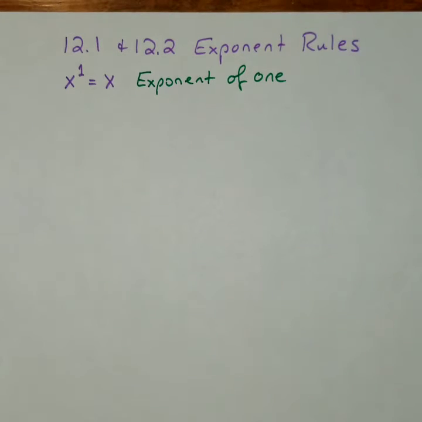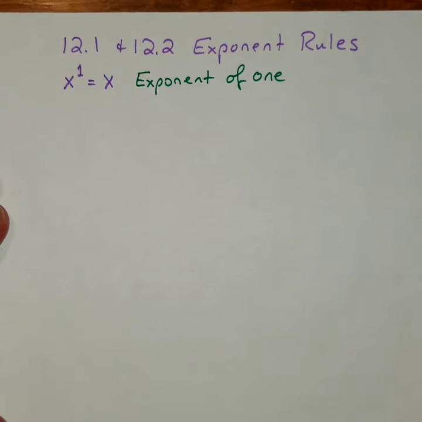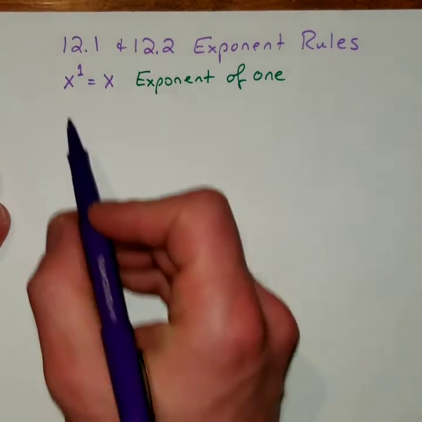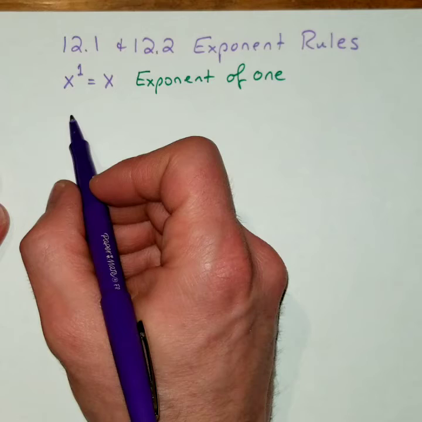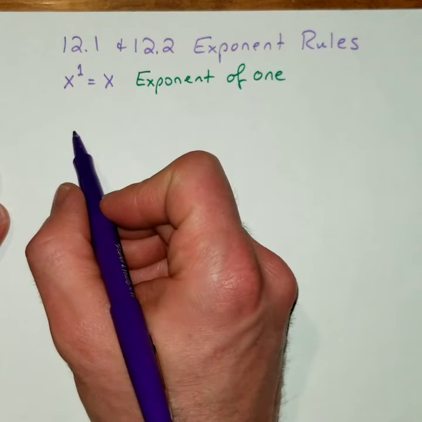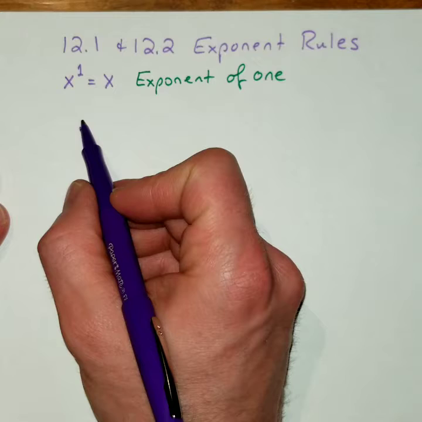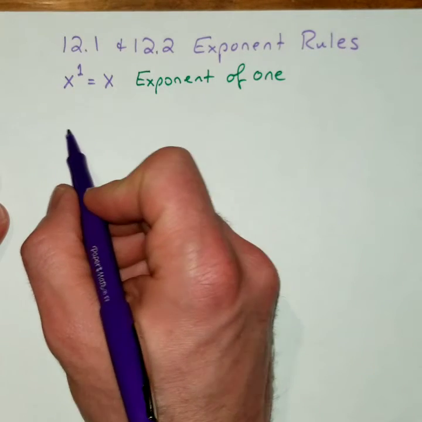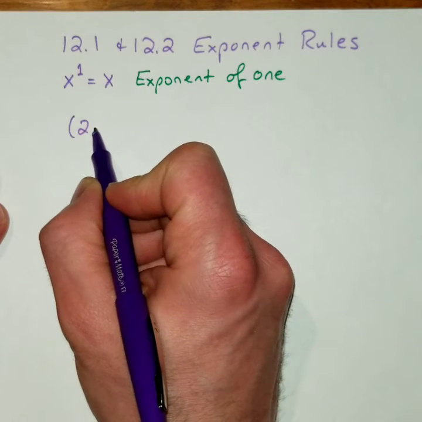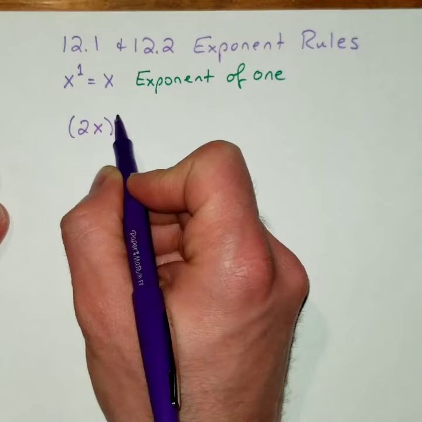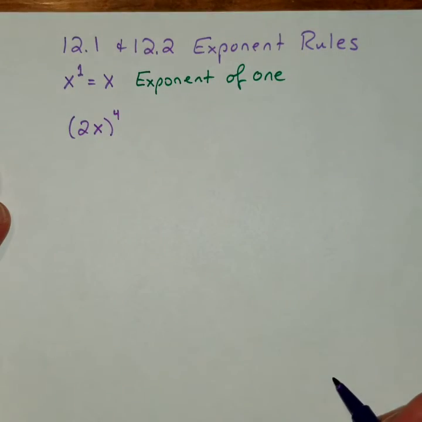Okay. All right. So we've got the 0 exponent rule, the exponent of 1, the negatives, and the product and quotient rule. So now we're going to look at 3 more, a little bit more complicated rules. They're found in section 12.1 or 12.2, and the first one deals with a product of 2 things raised to a power. So something like 2 times x raised to the power of 4, for instance.